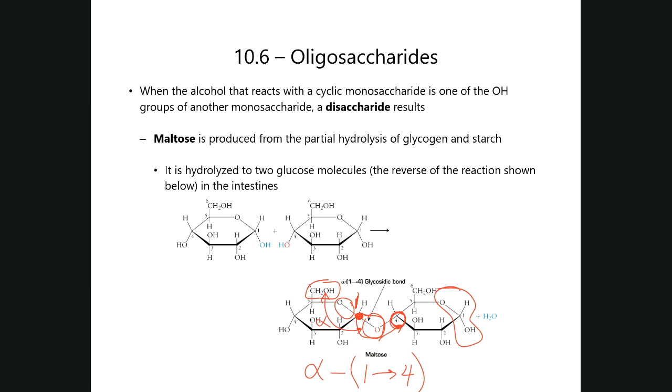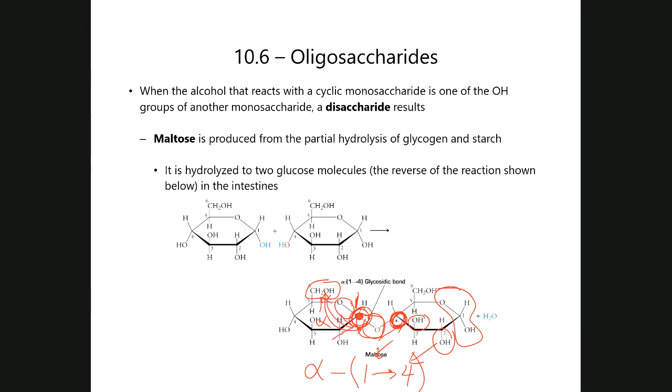That glycosidic bond could have been formed with this OH. In that case, we would have called it a 1,2 bond. It could have been with this one. That would have been called a 1,3 bond. But because it formed with carbon number 4, coming from carbon number 1 on the one that is forming that acetal linkage, then it's 1 to 4, and it's alpha because of this reason.